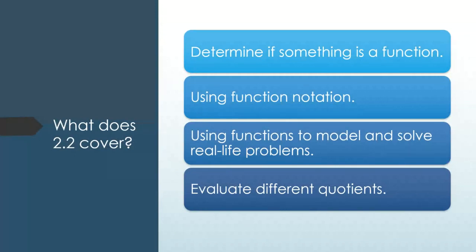So 2.2 covers how to determine if something is a function. And for that, I recommend the vertical line test. I'm not going to cover that in this session, but I recommend doing that, and that's something you do via graphing. It also covers function notation, using functions to model and solve real-life problems, which is what we'll be doing in the discussion.